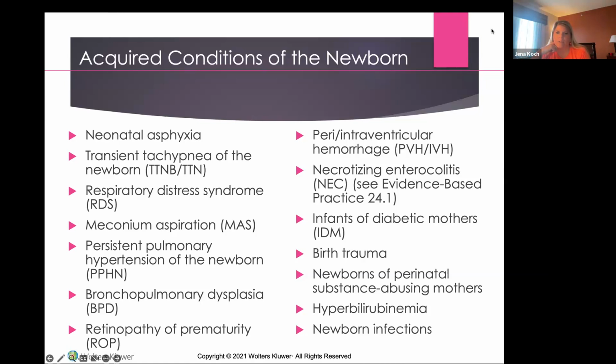Necrotizing enterocolitis or NEC. This is something also pretty common, used to be in the NICU, and they were tracing it back to either unsafe practices with hand washing, preparing formula, breast milk. There is evidence to show that infants that are fed formula are at an increased risk for necrotizing enterocolitis compared to those that are only receiving breast milk.